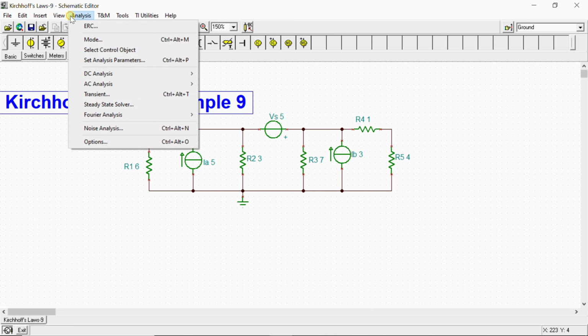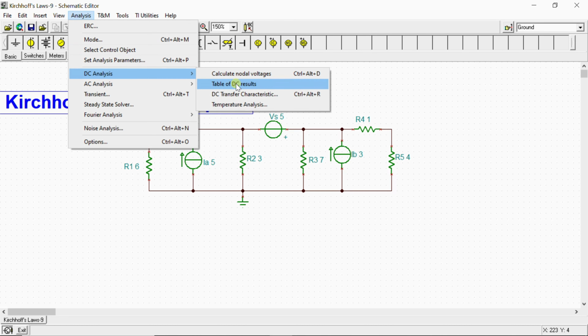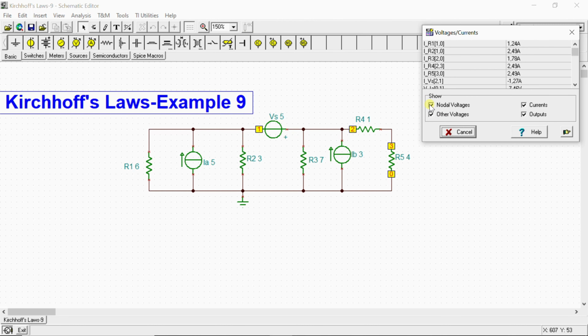Let's go to analysis, DC analysis, table of DC results, and we can see here that the current through the resistor R1 is 1.24 amps. The current through the resistor R2 is 2.49 amps. The current through the resistor R3 is 1.78 amps, and the current through the resistors R4 and R5 is 2.49 amps. Those values are exactly the same as the values we obtained by calculation.